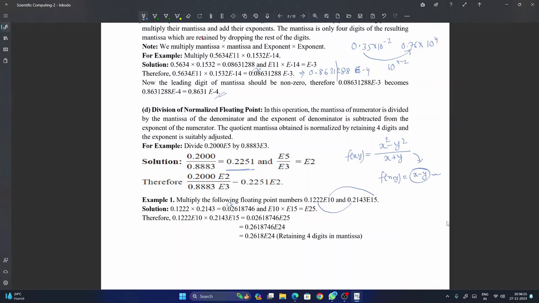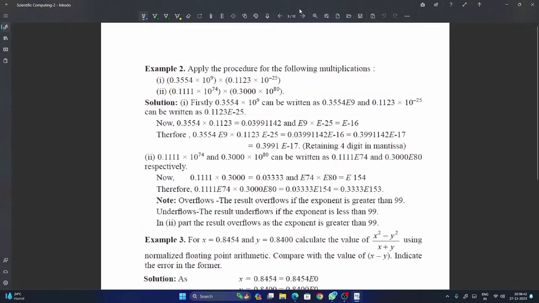Now your machine will truncate the numbers after that 8, retaining 8 digits in the mantissa, and it will truncate everything after that, and you have 0.2618 E24. This is the number. So that is the way machines actually calculate. And there is also one question you can see. Apply the procedure to the following multiplications. There are two 4-digit numbers, and there are some multiplications. So just see it as your homework. I think you understood the process.